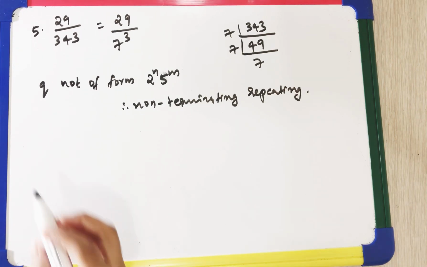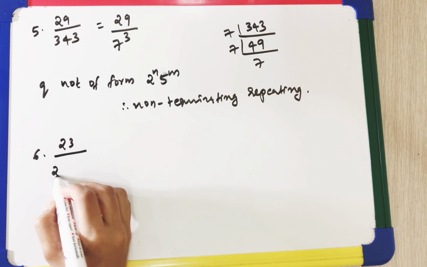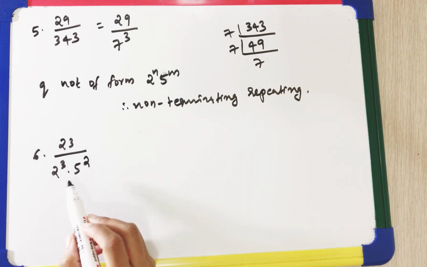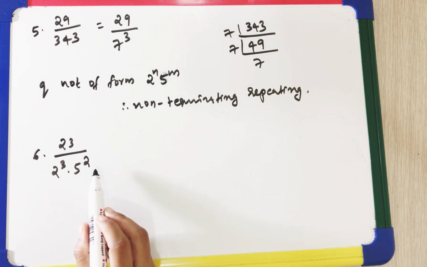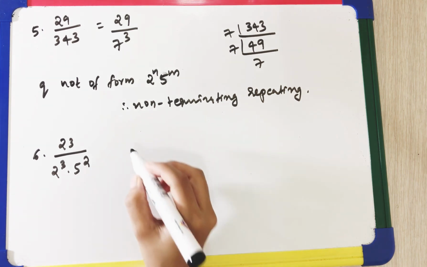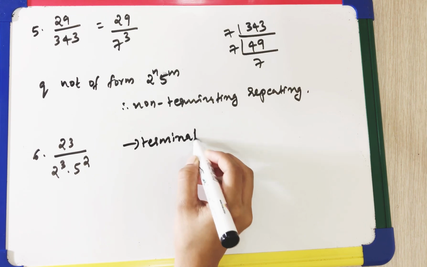See, next question, 23 by 2 cube into 5 square. Clearly it has the denominator of the form 2 raised to n into 5 raised to m with n equal to 3, m equal to 2. Therefore, it has a terminating decimal expansion.